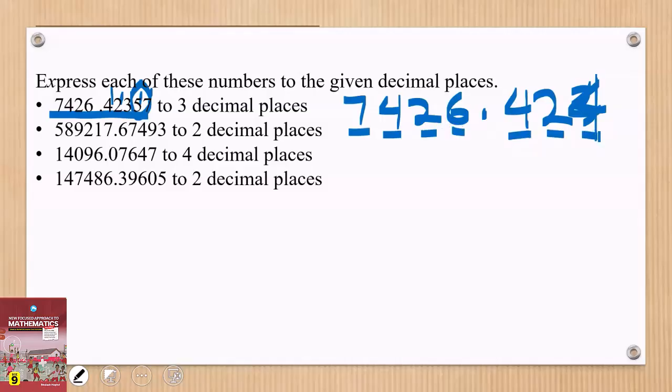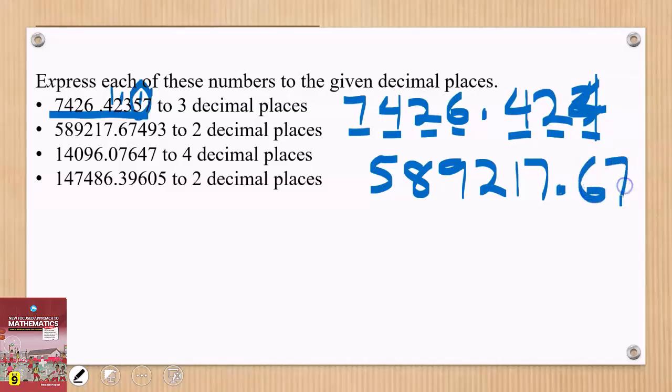Now the next question, we have 589,217 point, and we have to leave it to 2 decimal places. So 2 decimal places will be 6 and 7, counting from after the decimal point. And the immediate number that follows 7 is 4. There's nothing we can do about that 4, we can't add it to the 7. And so we leave our answer as such.